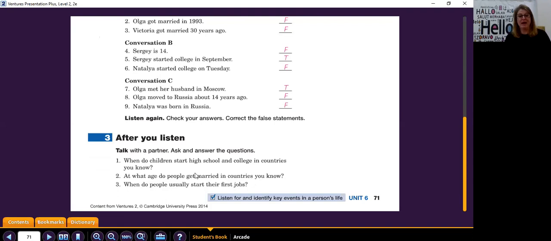So this bottom part is a little difficult to do on a computer, especially if you're by yourself. But you can respond to me in Remind or in Facebook, and you can let me know, when do children start high school and college in countries you know? At what age do people get married in countries you know? When do people usually start their first jobs? So I would love to hear your responses.